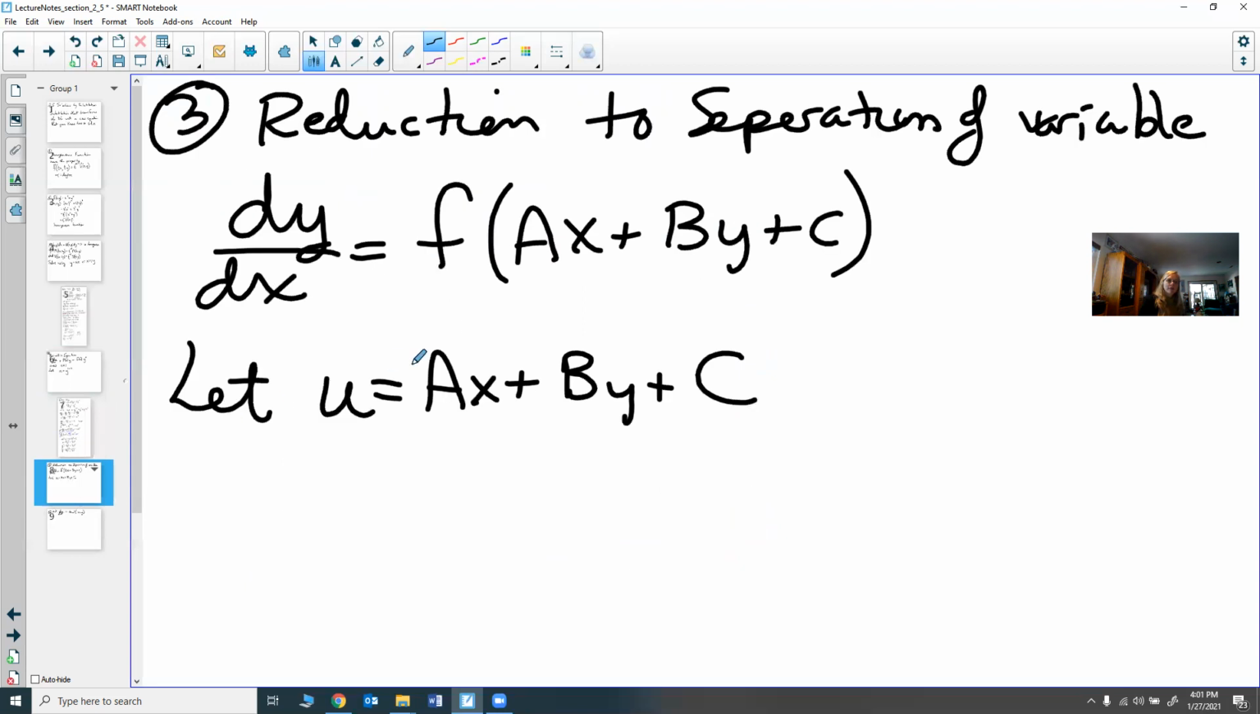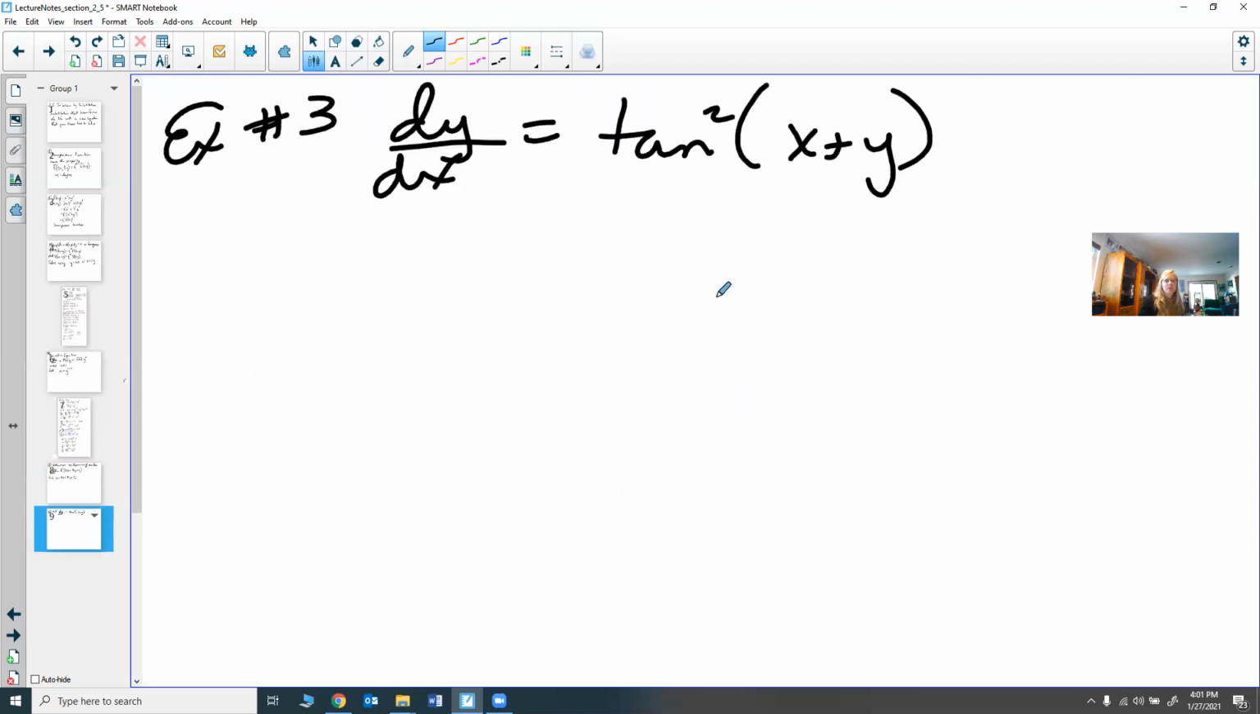One more type is a reduction to separation of variables. So if we have dy dx equals some function of ax plus by plus c, we're going to let u equal that ax plus by plus c. And we do the substitution, and we'll show you what we mean by this. This isn't one I can actually show you in general. It's just we would do this kind of substitution.